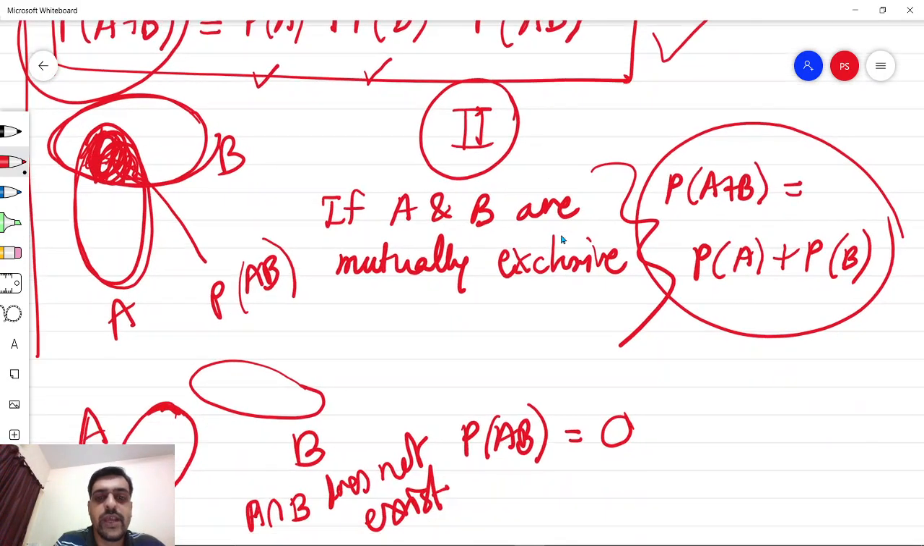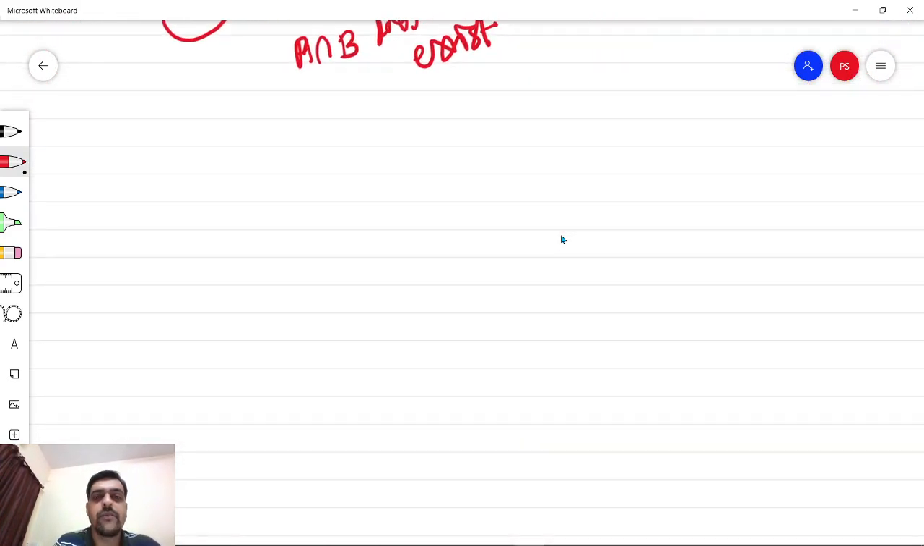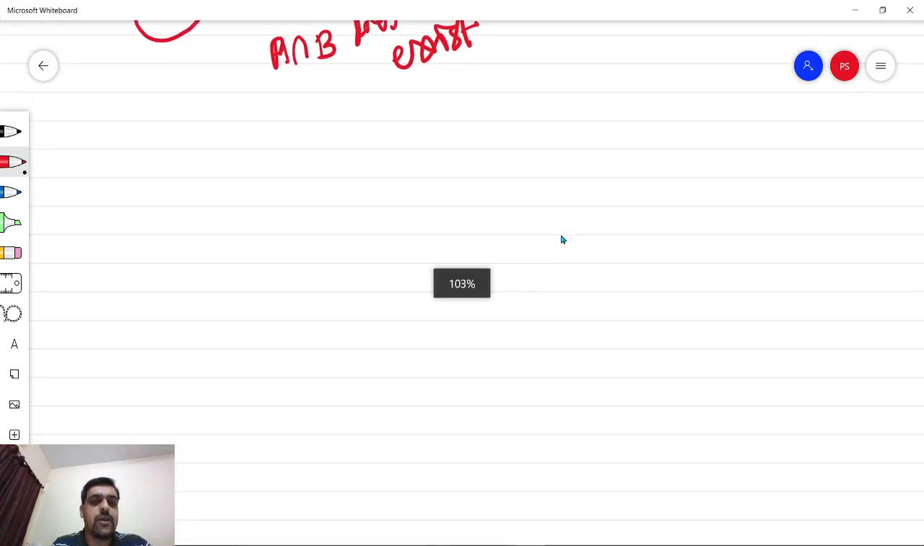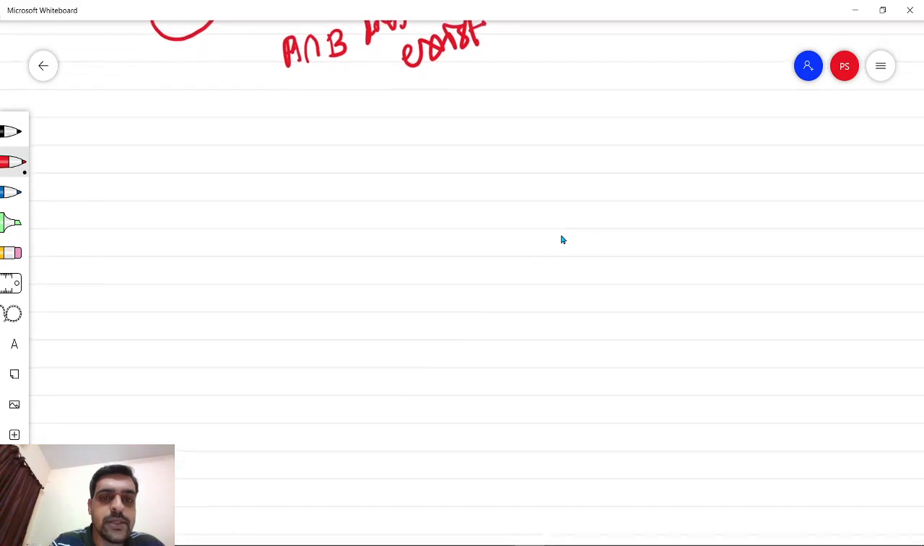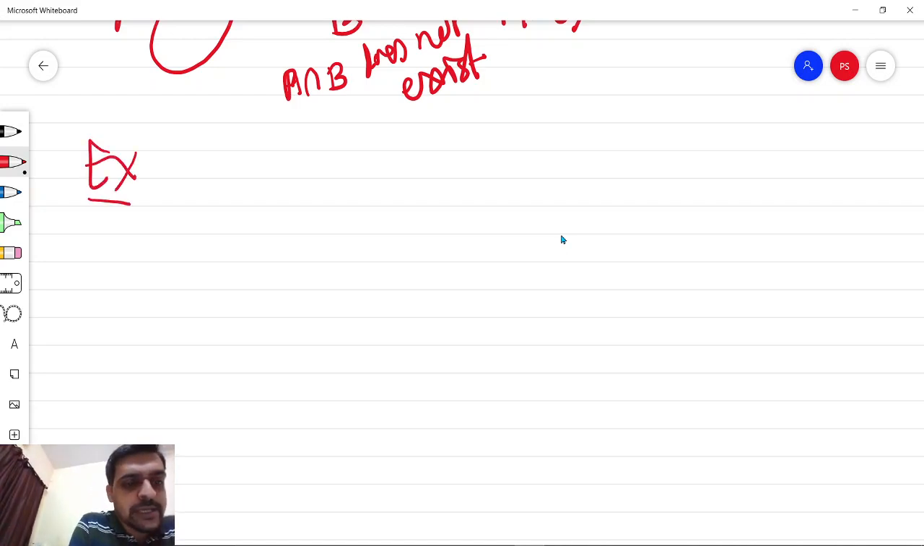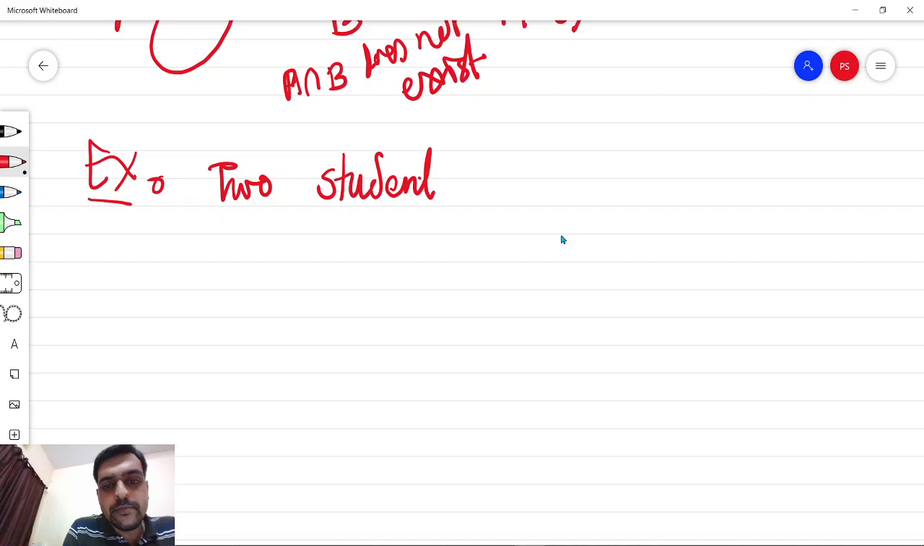So since we already have with us both the equations representing the two theorems, let us take an example in order to understand these theorems better. Suppose there are two students. So this is an example which explains these two theorems. Suppose there are two students which are trying to solve a problem.